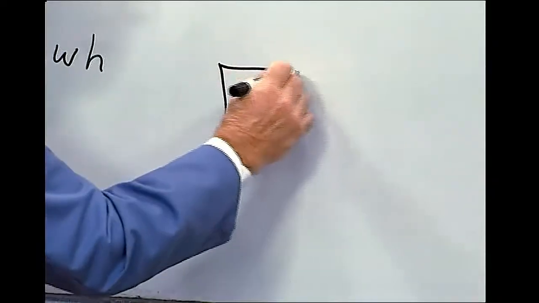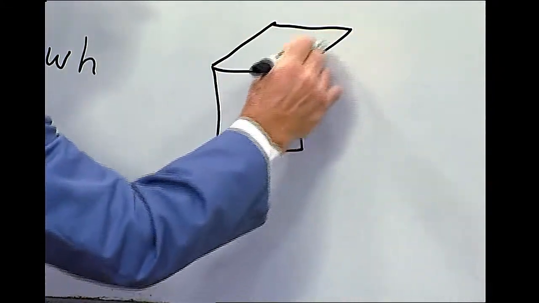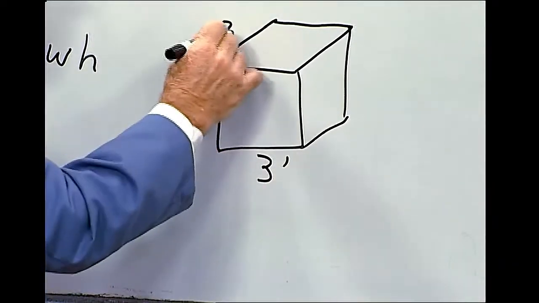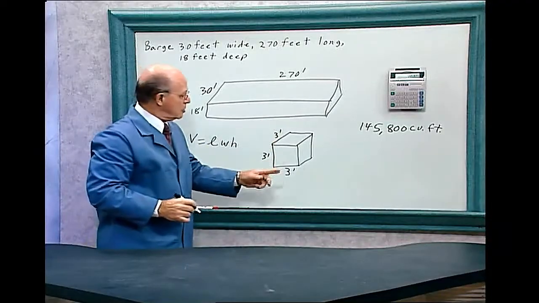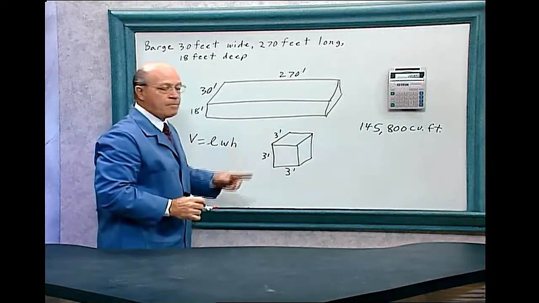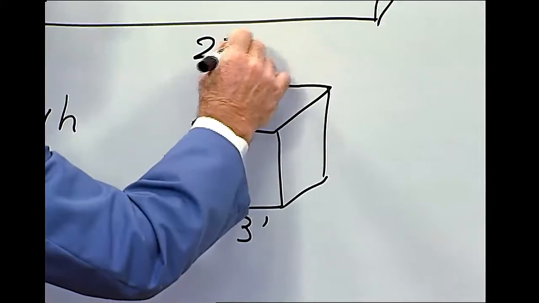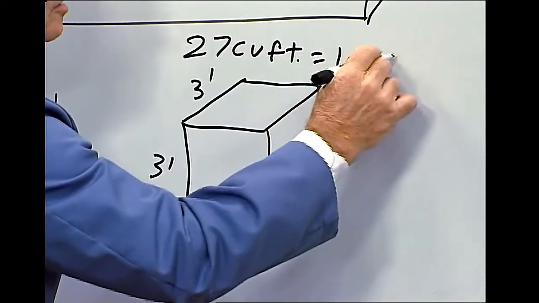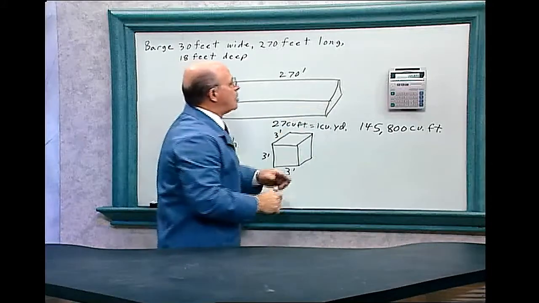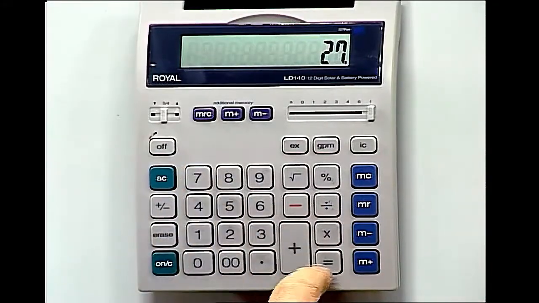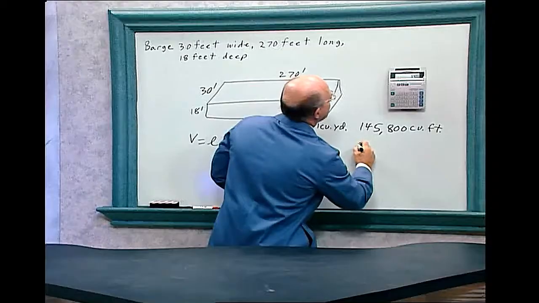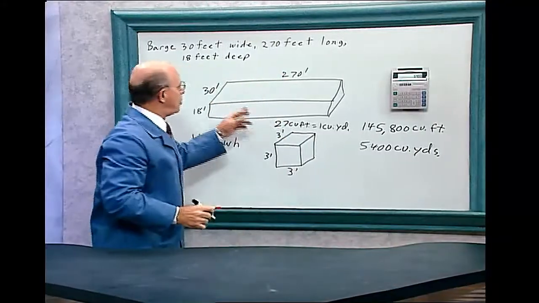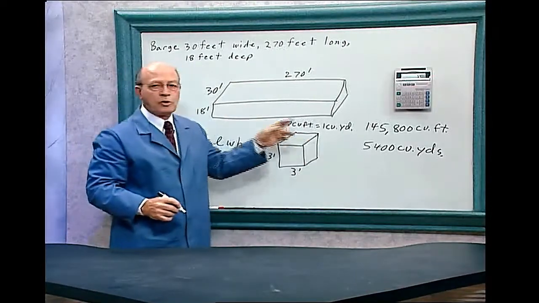Now remember, a cubic yard is 3 feet by 3 feet by 3 feet. That is 1 cubic yard. So 3 times 3 is 9 times 3 is 27 cubic feet equals 1 cubic yard. So we have to divide that number by 27 equals 5,400 cubic yards. So this barge then contains 5,400 cubic yards of gypsum.